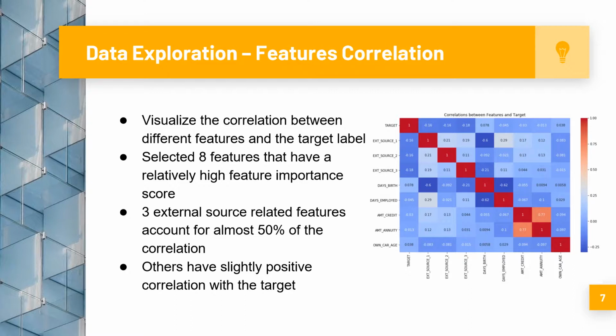According to the documentation, the 3 features are normalized scores from external data sources. Although we may not exactly know the meaning, we at least know that as the value increases, the client will be more likely to be able to repay their loan. The rest of the features all have a slightly positive correlation with the target, but this is not as significant compared to the 3 external source features.